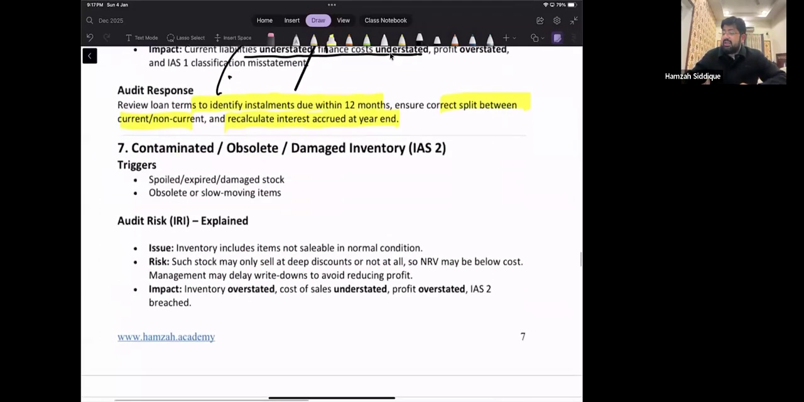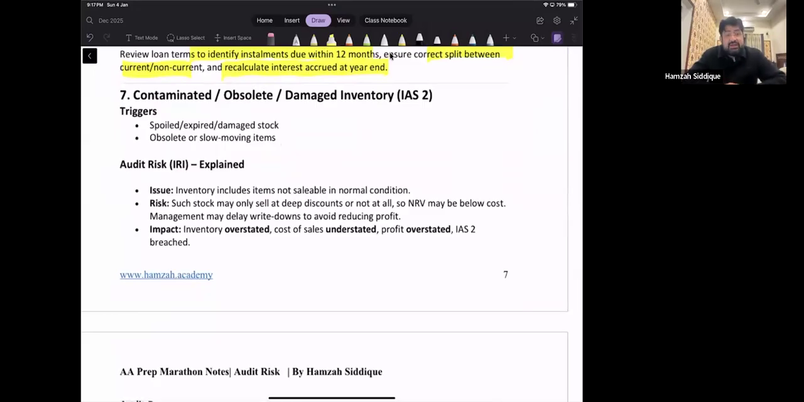Now, they say inventory is damaged, expired, spoiled, obsolete, so not saleable. So they have to sell at a discount. So NRV may be lower than cost. Management may not write it down. You see how to explain this issue, to avoid reducing profits. Hence, inventory may be overstated, cost of sales understated.